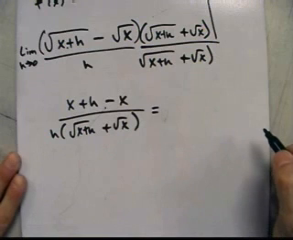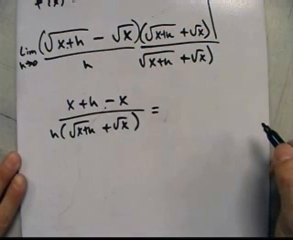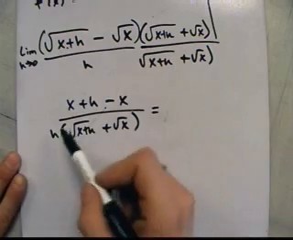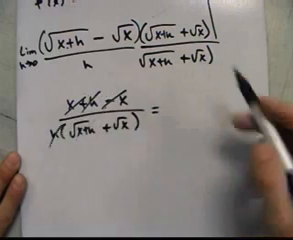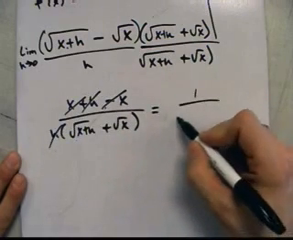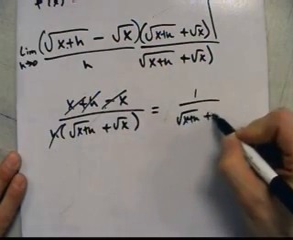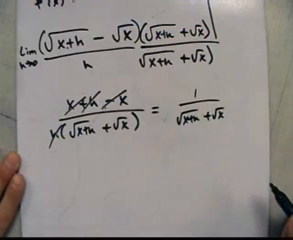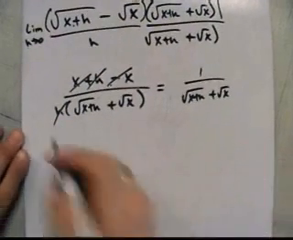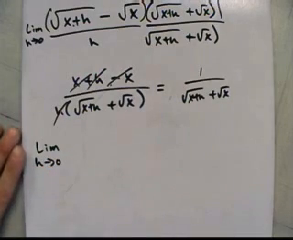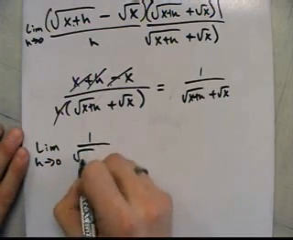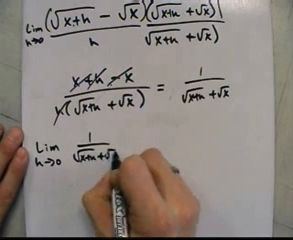Good stuff's going to happen, right? Maybe? Oh, the x's cancel. Awesome. Oh, the h's cancel. Okay. Awesome. Now here's the math going on behind here. We get the limit as h goes to 0 of 1 over the square root of x plus h plus the square root of x.